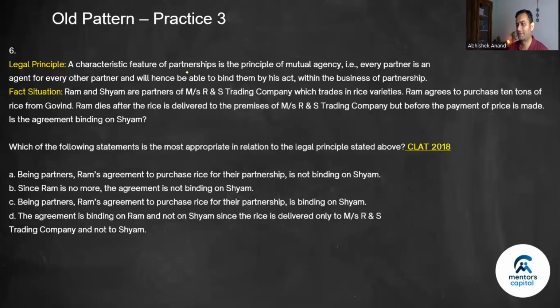A characteristic feature of partnership is the principle of mutual agency. That is, every partner is an agent for every other partner and will hence be able to bind them by his act within the business of a partnership. So basically, if you are doing something which is a part of the business of the partnership, you bind the other person. So agar main aur aap partner hain aur main padha raha hu, and somehow if I, let's say, buy some online account to increase my bandwidth, right? So that is binding on you also.